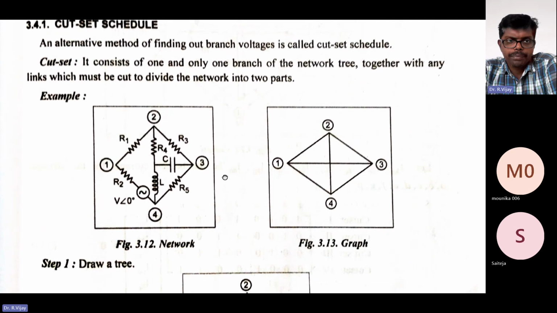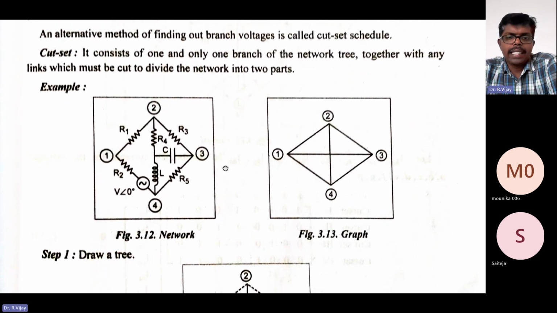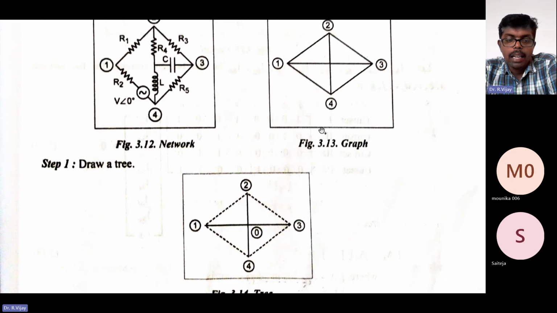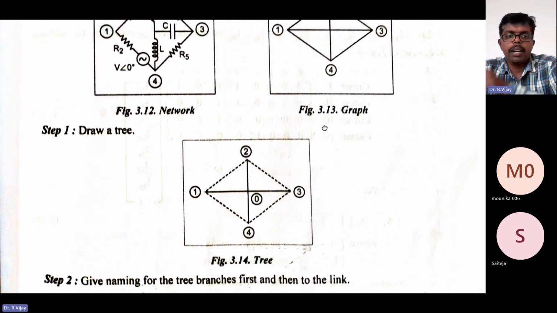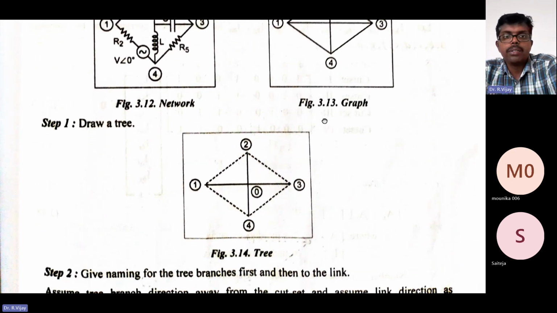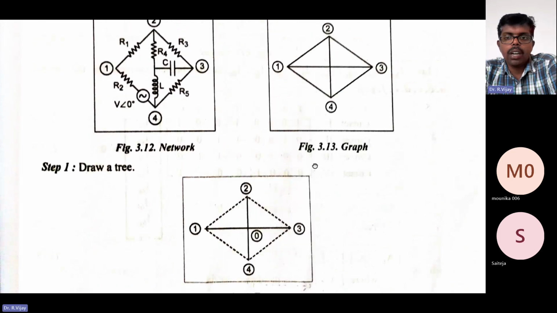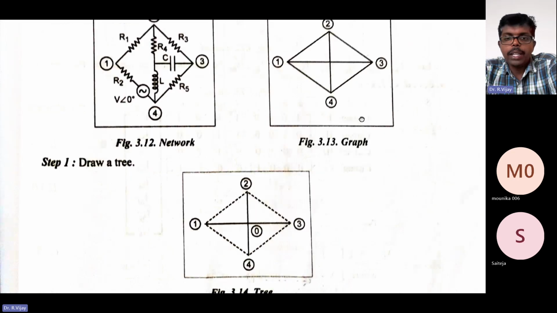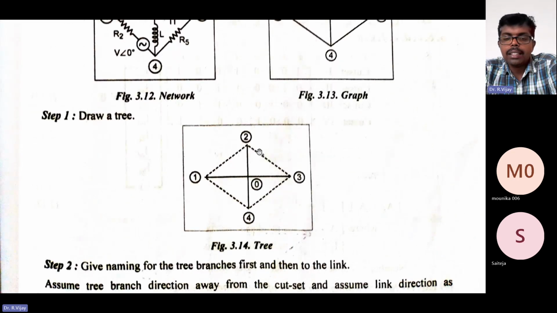Say for example, this is the network. This is the graph. So that is the example. First step: first you need to draw the tree. This is the graph. So for this graph, what we need to do is draw the tree.